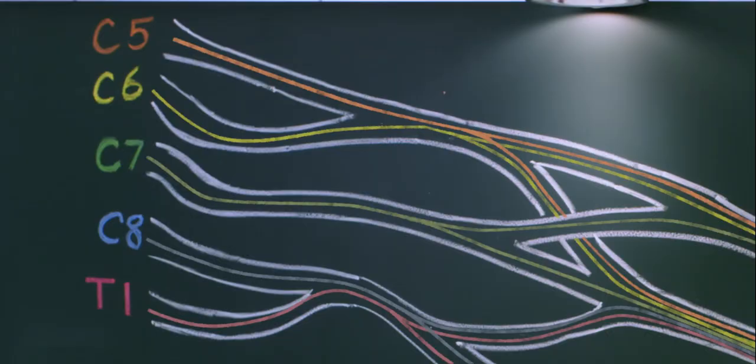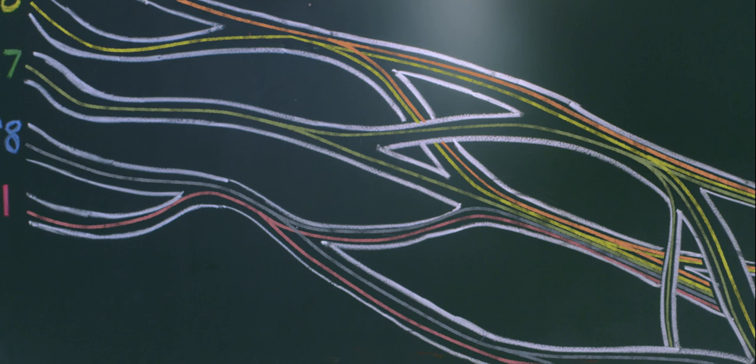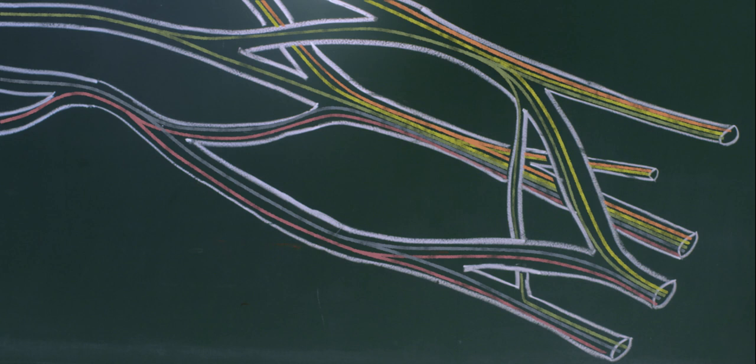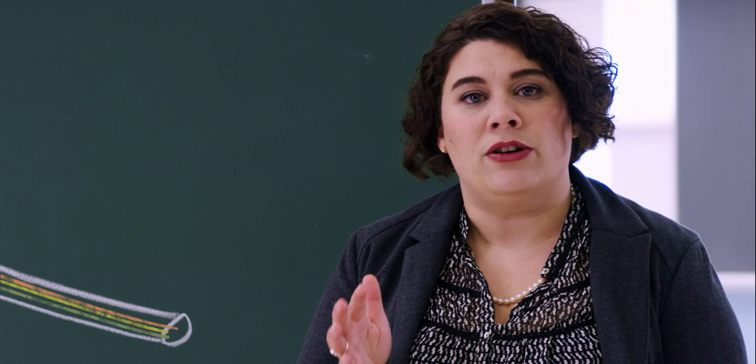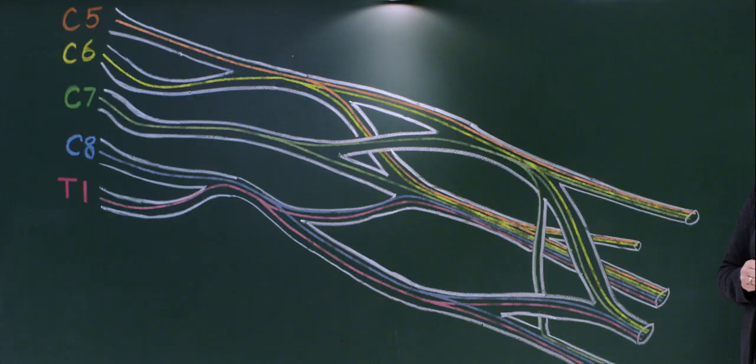As you can see, the brachial plexus allows for fibers from various spinal levels to recombine into each one of these peripheral nerves associated with the different specific muscle compartments of the arm. Now, let's take a look at this in the anatomy lab.